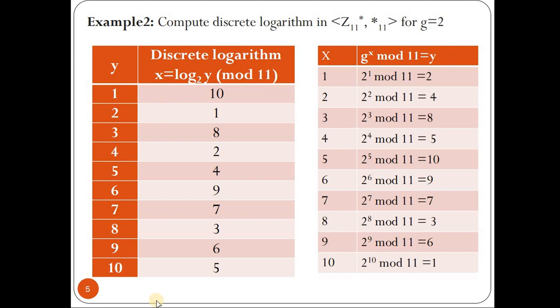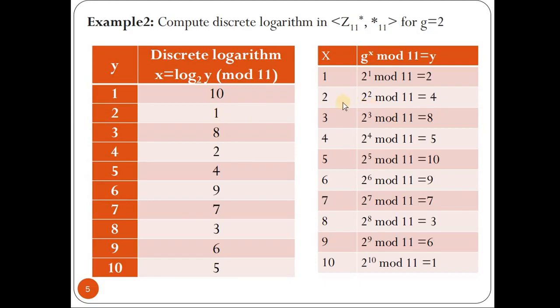Now I need to find the x values. How to find the x values? Let me take x values from 1 to 10 and compute what will be the possible x value for each of the y values. Initially I start with x equal to 1. 2 to the power 1 mod 11 is equal to 2. Now this is y. So for the y value 2, the x value is 1. I will go to row 2 and fill the x value as 1.